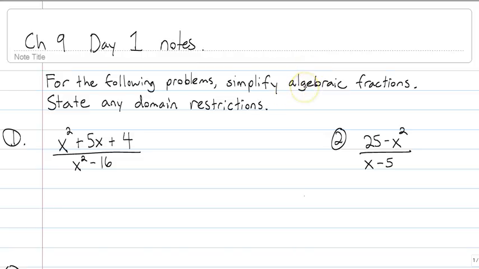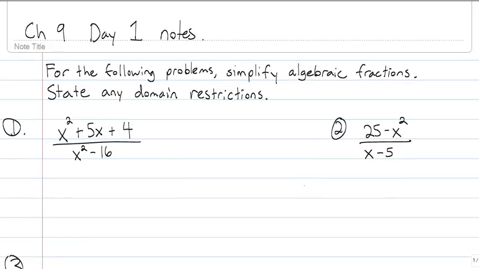Basically, we're going to simplify the algebraic fractions and state any domain restrictions. Now, the first thing I want to talk about is domain restrictions. Basically, it means what are the values of x that make the fraction undefined. Okay, those are the values that we cannot have. So, in this situation, whenever you have a fraction, the key is that we can never have a zero on the bottom of a fraction.